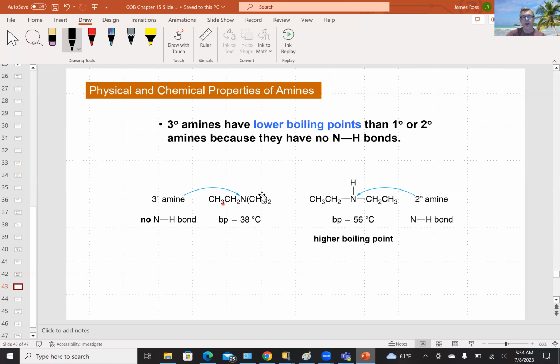We can see here tertiary amines are incapable of hydrogen bonding, lower physical properties. Here we have a secondary amine. It does have a hydrogen bond capable hydrogen, so more impressive physical properties as a result.